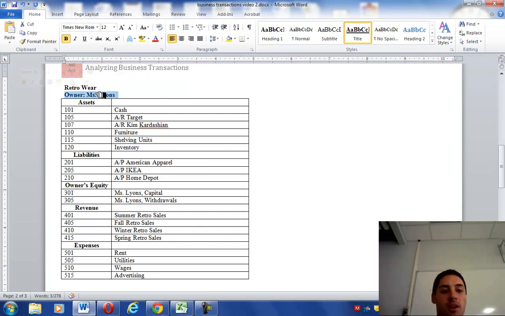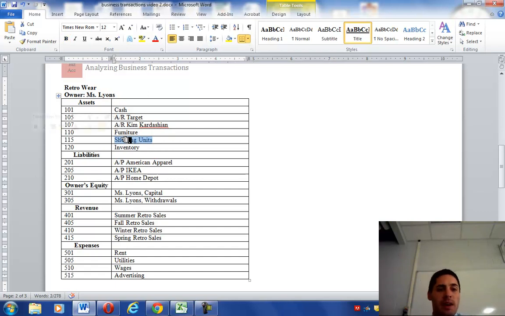Now the first thing you need to pay attention to is that the chart of accounts has been updated. Again, remember, a chart of accounts can be customized however a business wants. They customize it based on the types of goods and services they sell, the kinds of assets they own, etc. So Miss Lyons' business might have some assets called shelving units because she needs something to put her clothes on. Inventory, and the names of her creditors, are going to change based on the new kinds of suppliers a clothing store might have compared to a music company like Lil Wayne's.